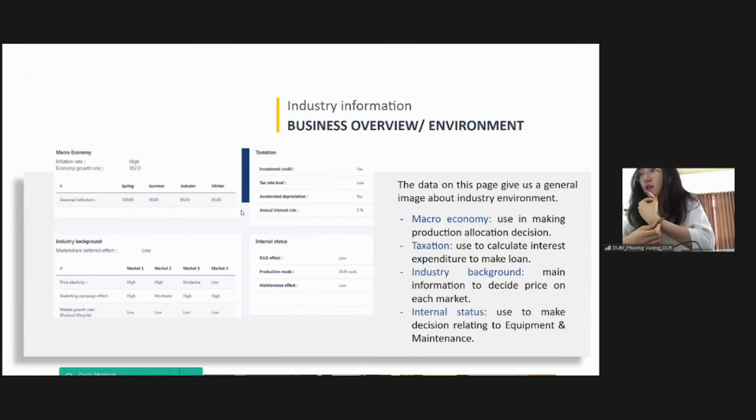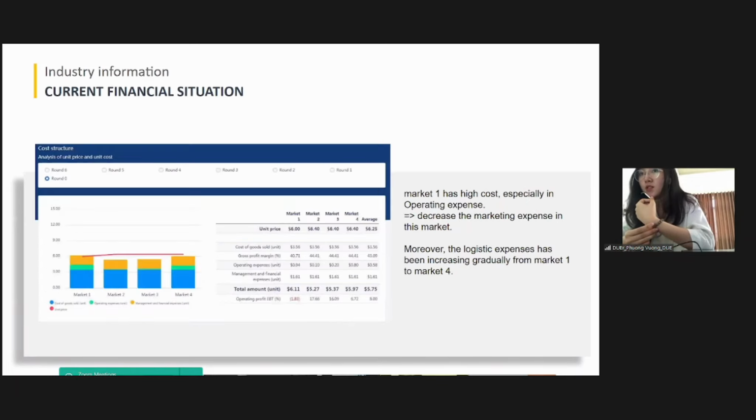First of all, we start the game by analyzing the environment. The demand has been gradually decreasing through the season, so we can adjust the finished goods inventory to put them in round 5 and 6. Next, we analyze the current financial statement.